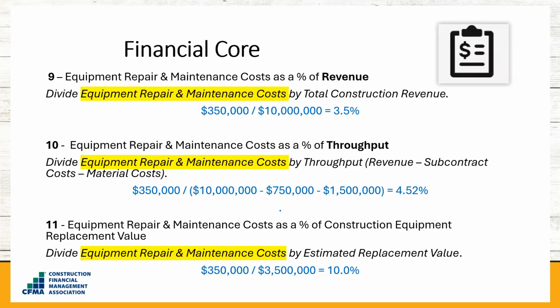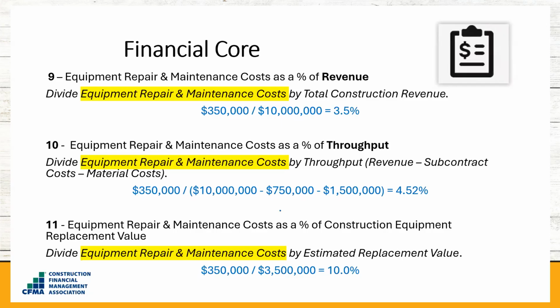The next one is one of my favorites because it really helped me zero in on some things that I was really kind of fighting with. And it's very similar to the above metric, but instead of dividing using your total revenue, you're using your throughput. And throughput is defined as revenue minus subcontract costs and materials costs.